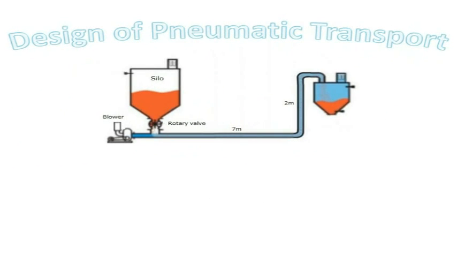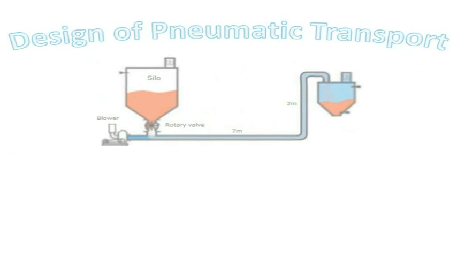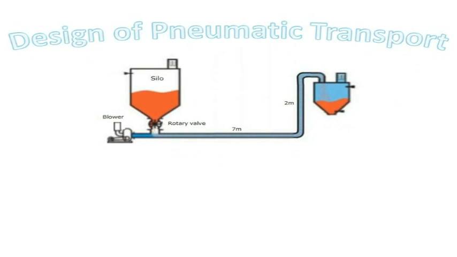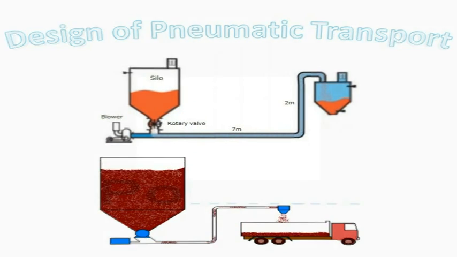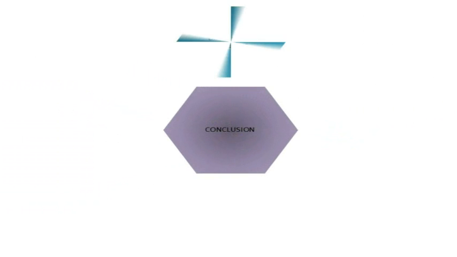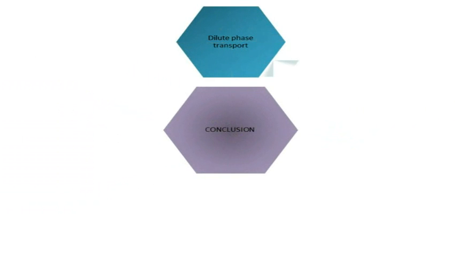This is our design for pneumatic transport with the length as stated in the diagram. We use a blower to push our powder along the pipe and a rotary valve to feed the particles into the pipe smoothly. The figure below shows the movement of particles. As a conclusion, our design is dilute phase transport.